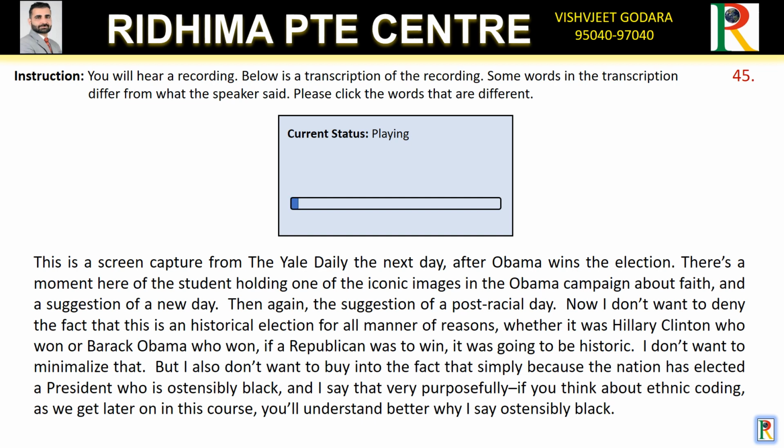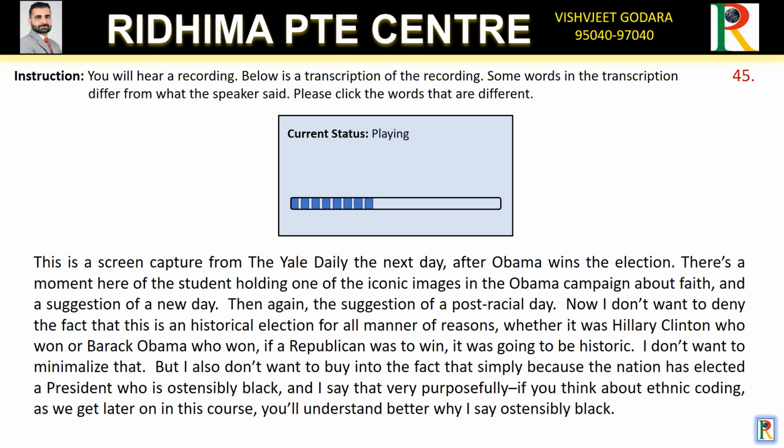This is a screen capture from the Yale Daily the next day after Obama wins the election. There's a moment here of the student carrying one of the iconic images from the Obama campaign about hope and a suggestion of a new day. And again, the suggestion of a post-racial day.